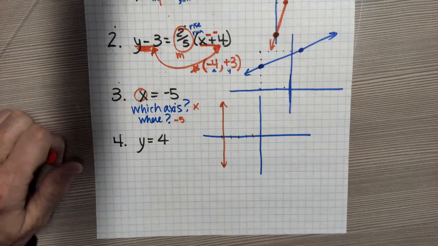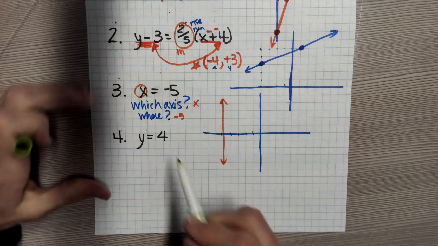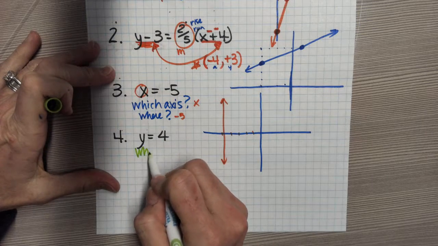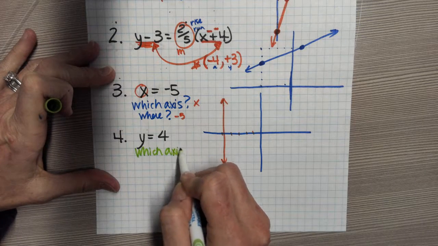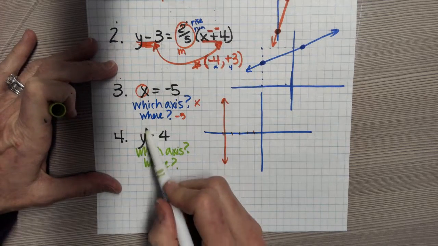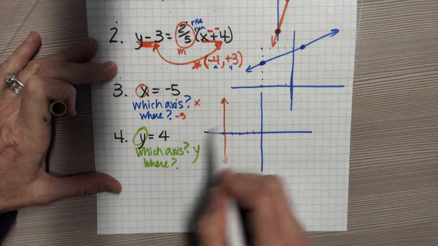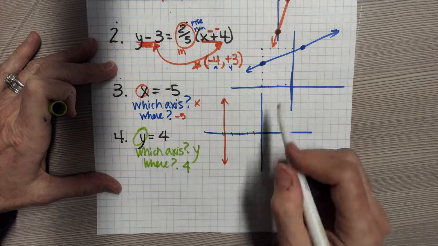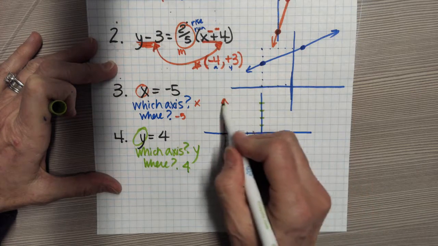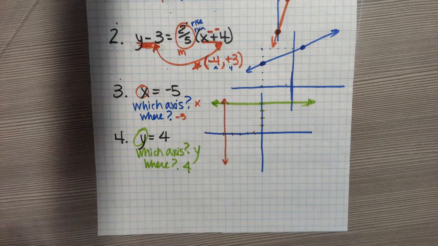Now there's my graph. I'm going to put my other one on the same graph then. I'm going to use a different color, green. Alright, this one, again, which axis and where? So, which axis does it cross? The y. That means it's got to go this way. Where is it going to cross? At 4. And it's that line right there.